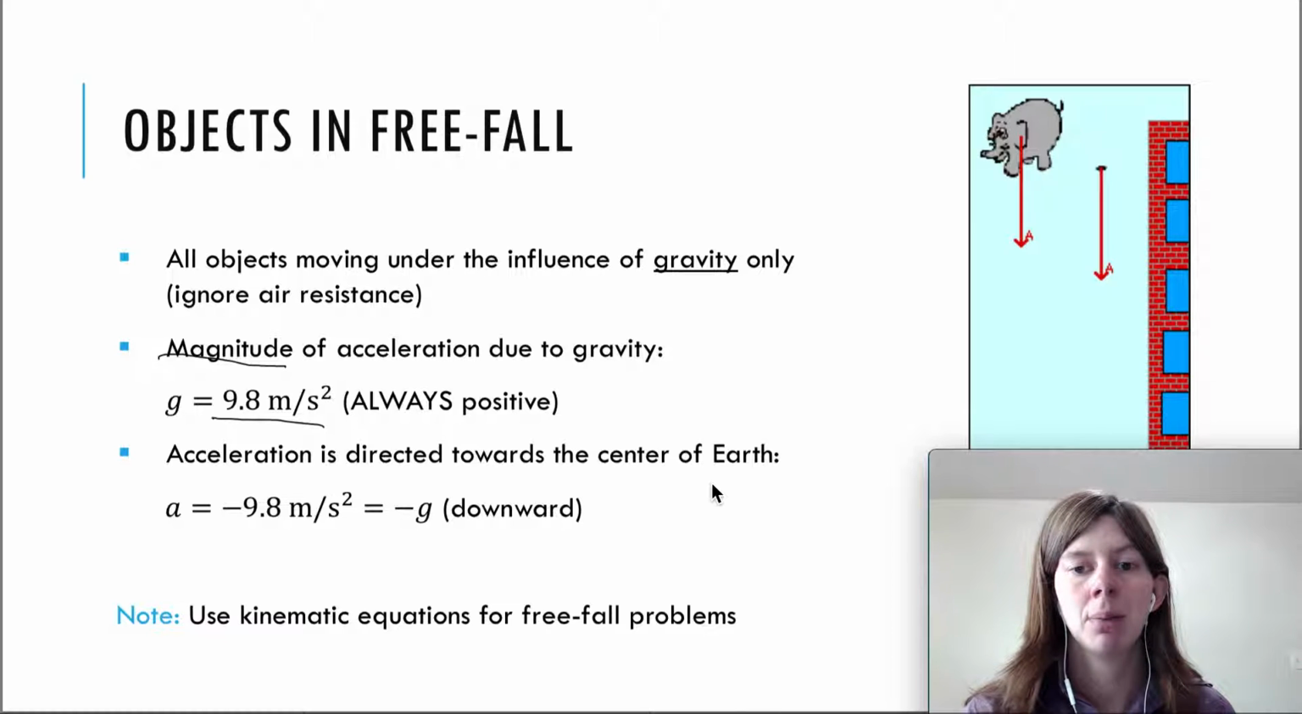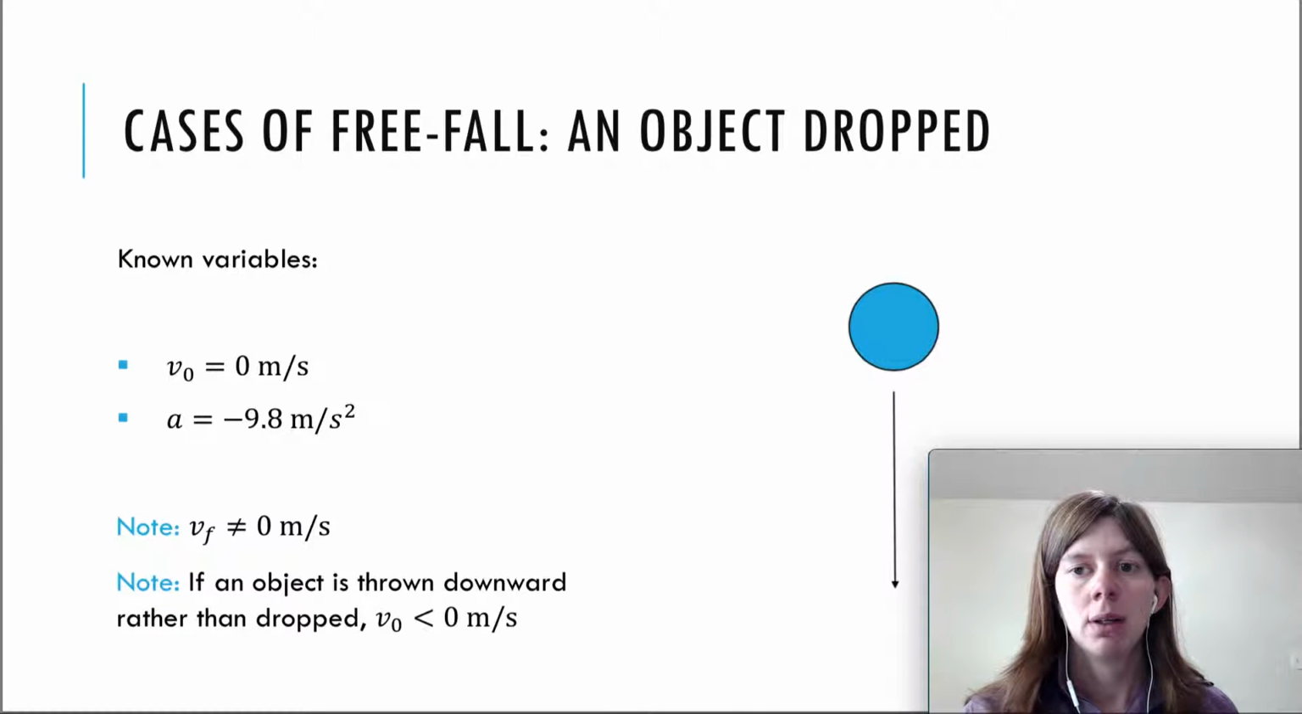So for all objects that are in free fall, we are going to use the kinematic equations because they're going to be under a constant acceleration, which is going to be the negative 9.8. And that was the requirement for using the kinematic equations. We are going to have two major cases of free fall. The first one is an object being dropped.